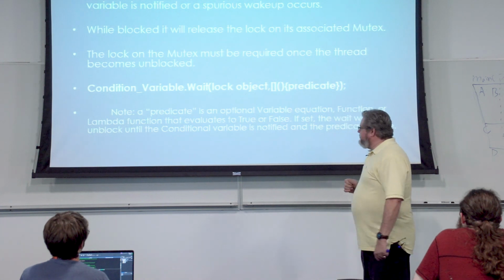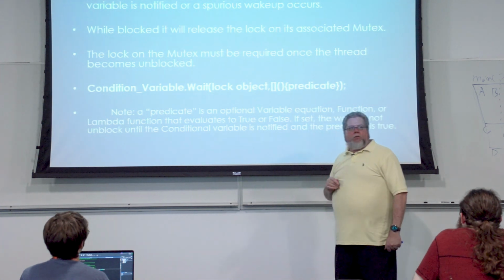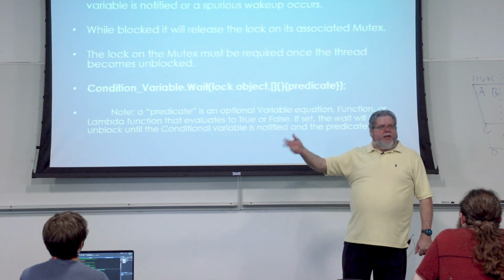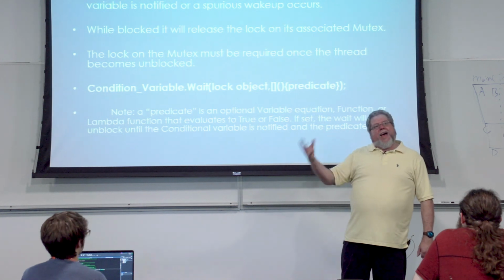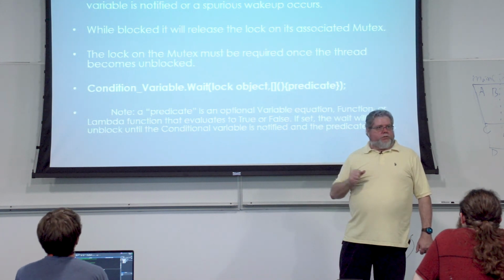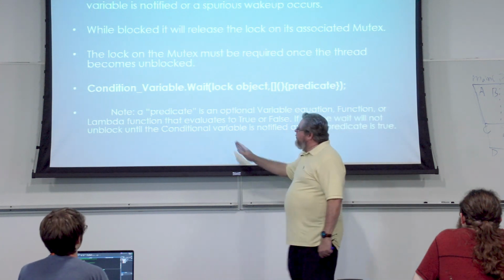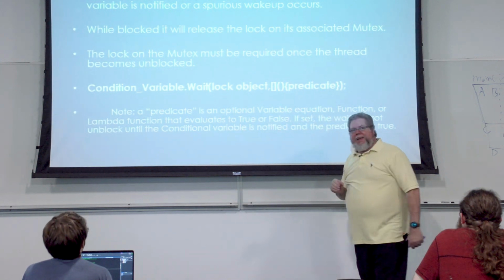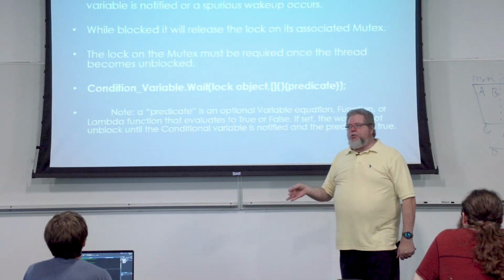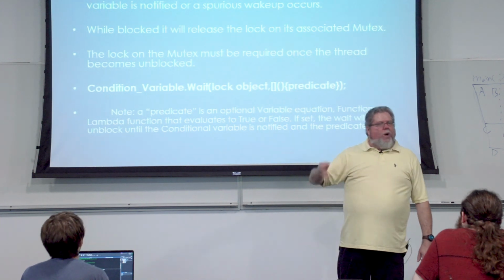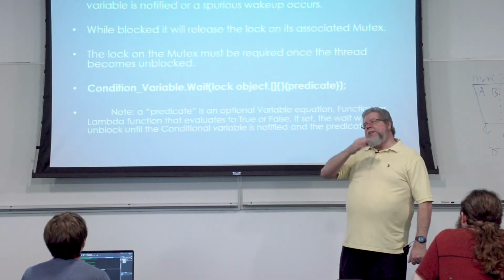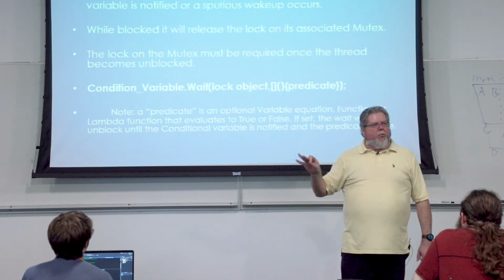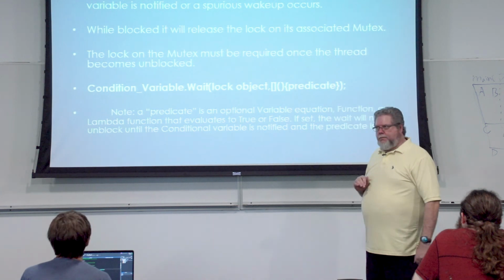What the predicate does is it evaluates to a true or false. It can be anything. It can be a variable. It can be a calculation. It could be a lambda. It could be a function. All it has to do is evaluate to true or false. When I receive the signal, hopefully through the condition variable, I'm going to check the predicate. If the predicate evaluates to true, I move on and wake everybody up. If I receive the signal, check the predicate, and it evaluates to false, I ignore the signal and everybody stays in their waiting state. Okay.